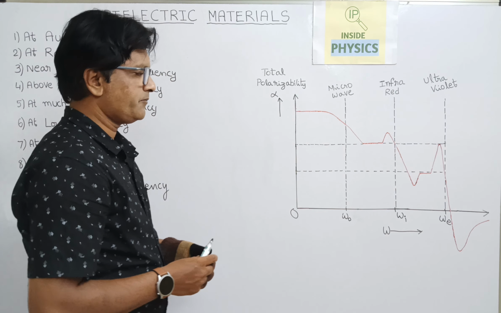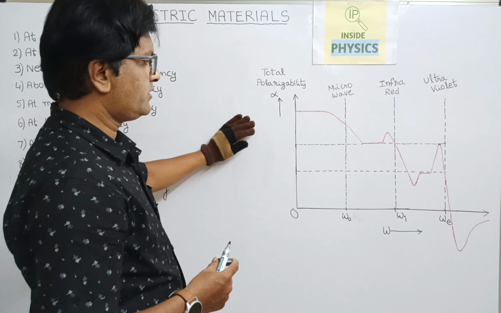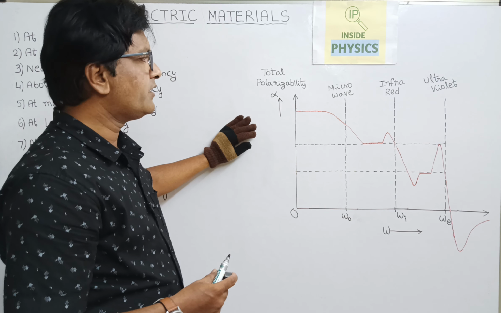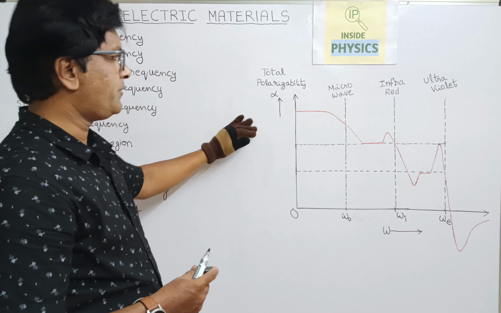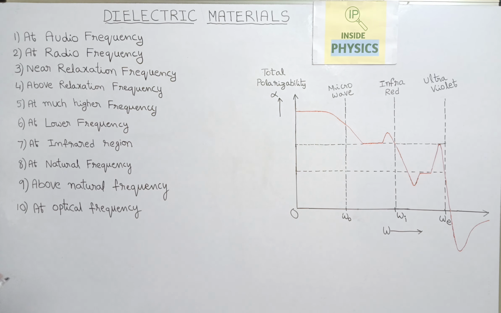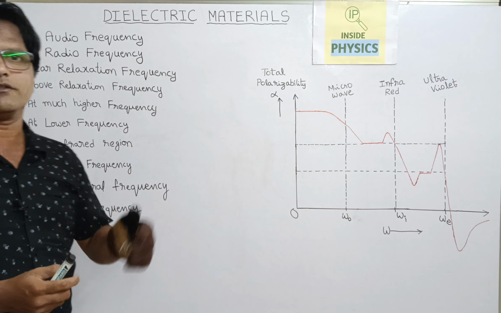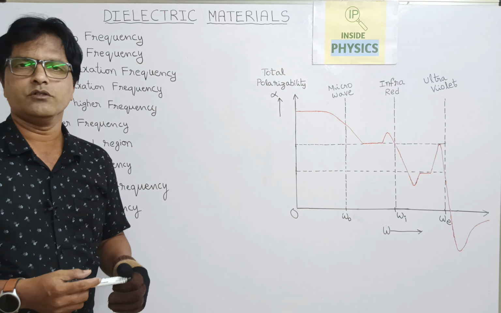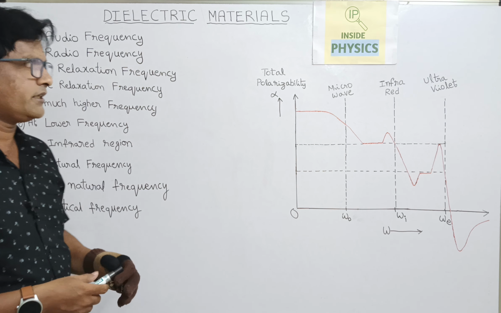We can explain this by seeing what happens exactly at the different frequencies. You see, at audio frequency, meaning the audible frequency, 20 hertz to 20,000 hertz, 20k hertz.